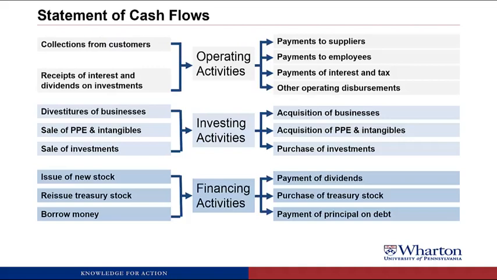So putting it all together, the statement of cash flows is going to have these operating activities, investing activities, and financing activities listed in this order, showing you the three different buckets where a company's cash flow comes from or goes to during a period.